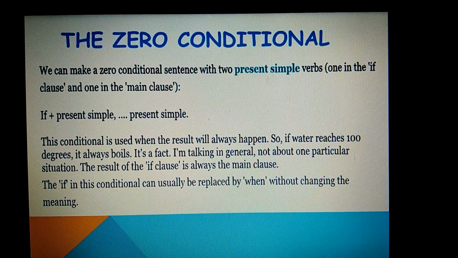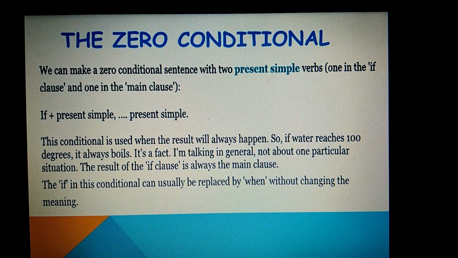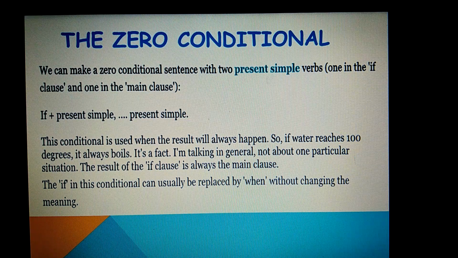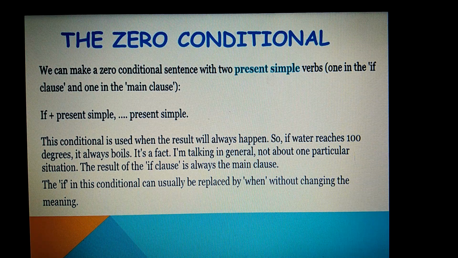This conditional is used when the result will always happen. So, if water reaches 100 degrees, it always boils. It's a fact. I'm talking in general, not about one particular situation. The result of the if clause is always the main clause. The if in this conditional can usually be replaced by when without changing the meaning.